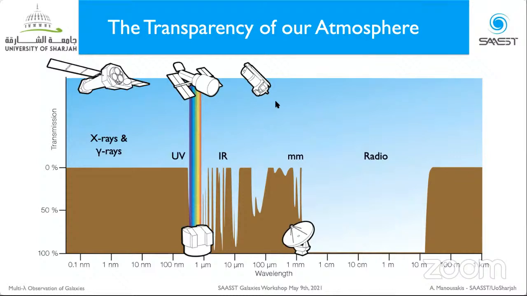And then for the radio waves, you can see that we have a huge window in order to observe the radio from the ground. And this is the reason that we have this wide open window in the radio frequencies, so that we can communicate with satellites outside, like the International Space Station, like the Emirates Mars Mission, and so on.